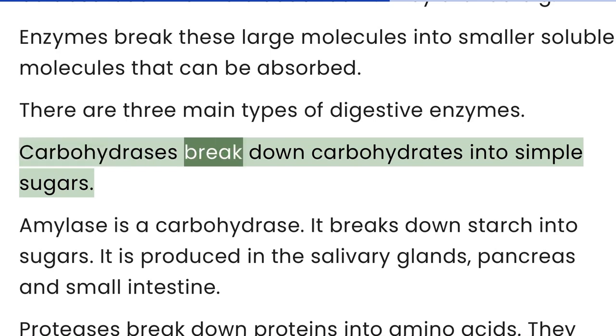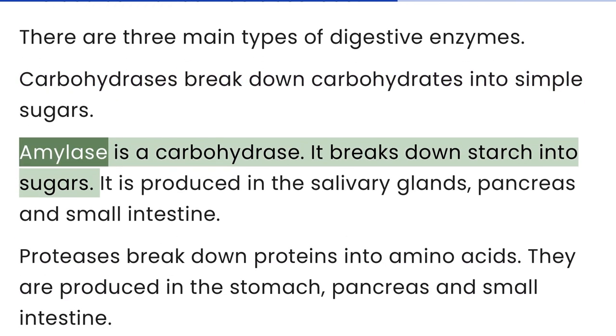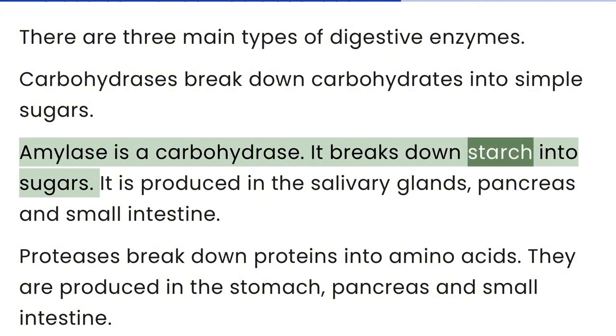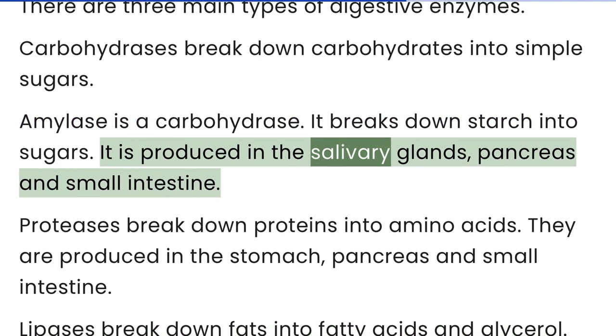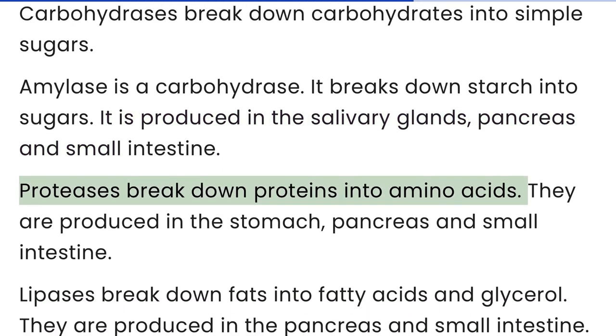Carbohydrases break down carbohydrates into simple sugars. Amylase is a carbohydrase. It breaks down starch into sugars. It is produced in the salivary glands, pancreas, and small intestine.